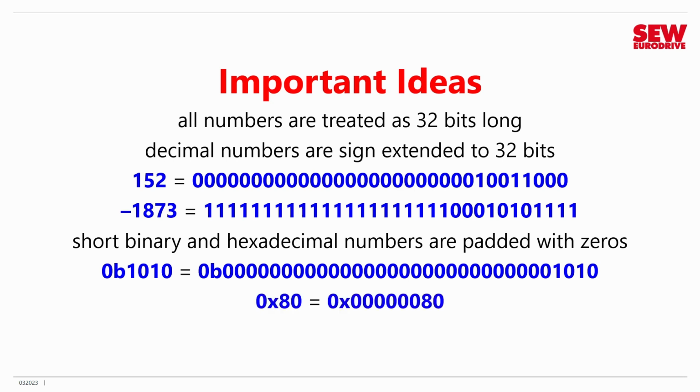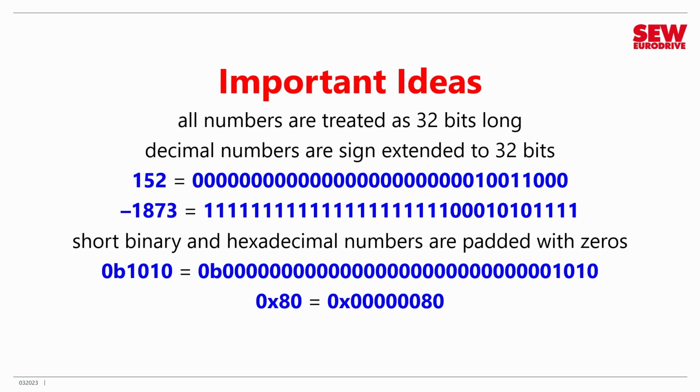And if you put in a short hexadecimal number like hexadecimal 80, it would simply add enough hexadecimal digits to bring it up to 32 bits. It takes 8 hexadecimal digits to equal 32 bits, and that's it. Again, that would be a positive number.